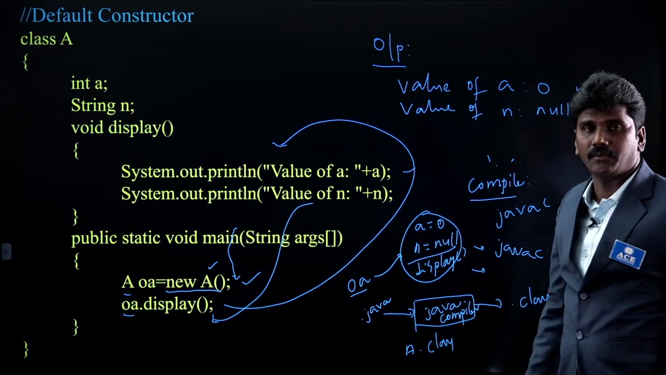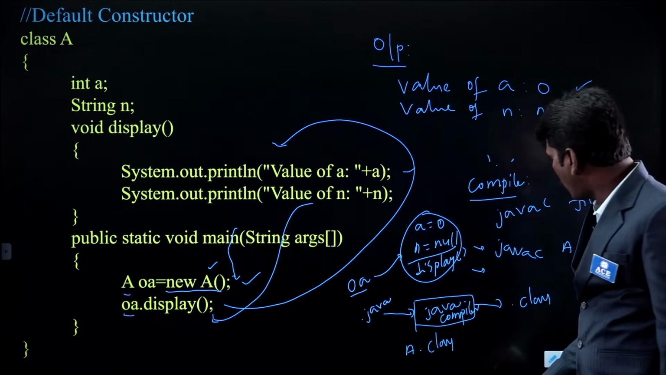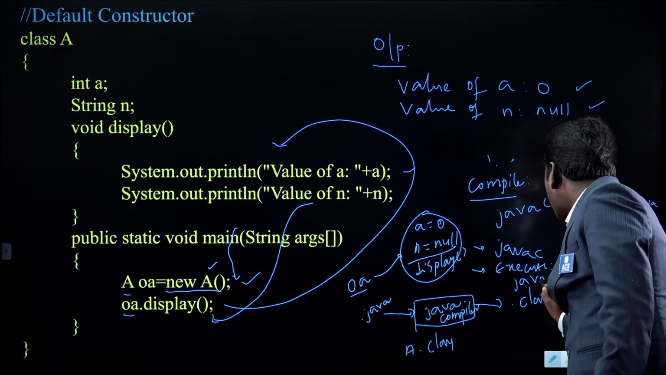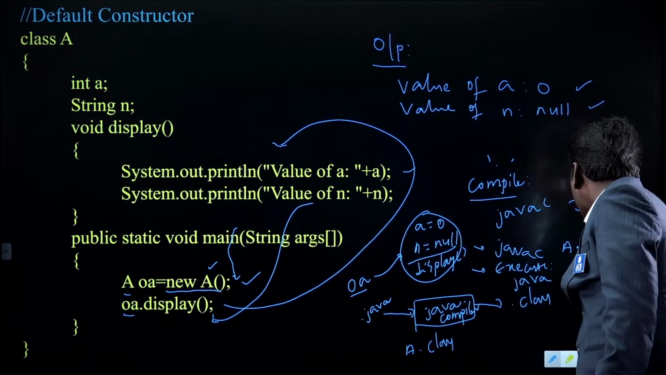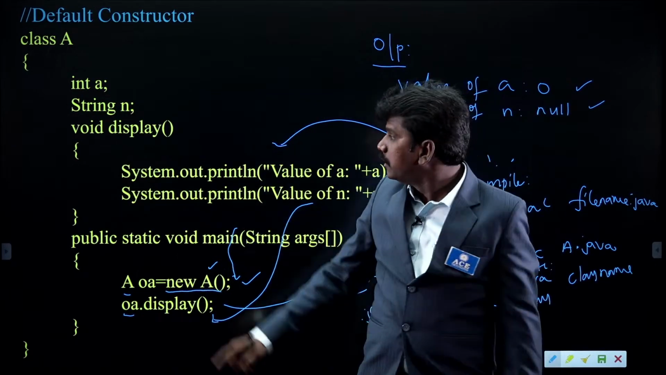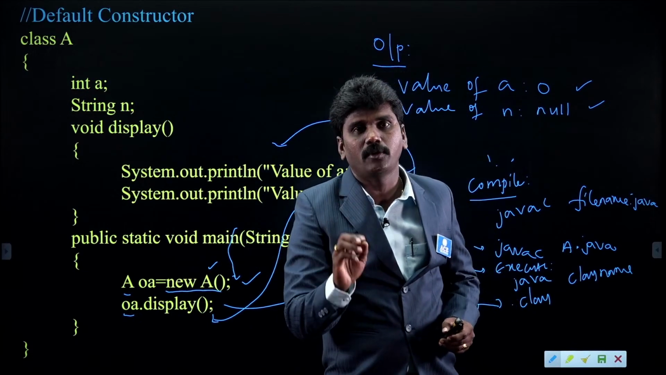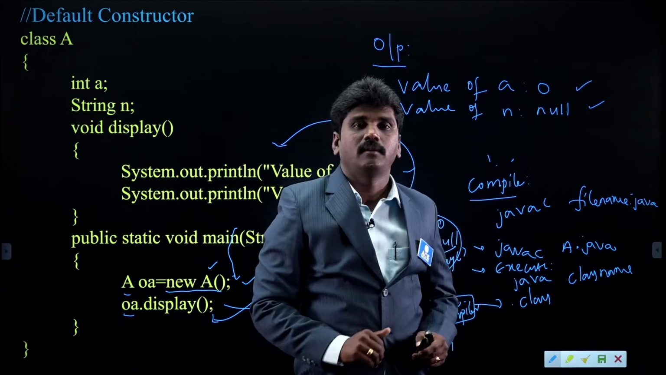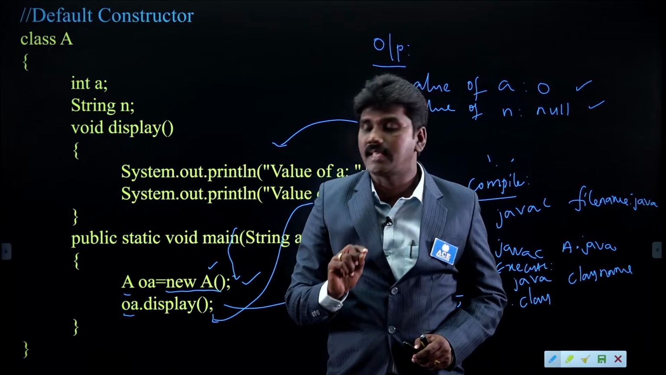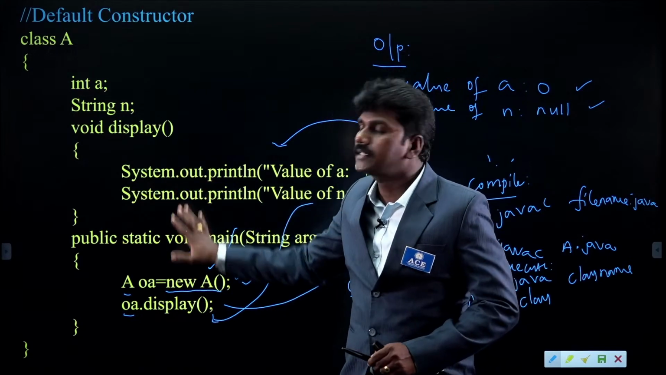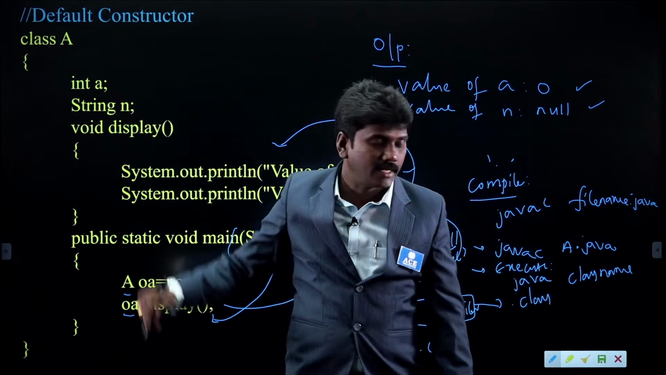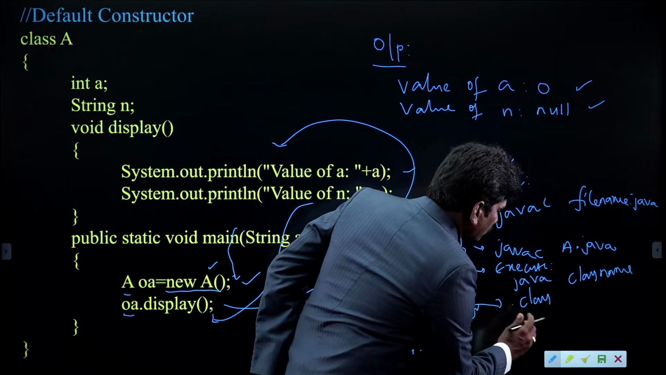After compilation, we can execute the Java program. To execute it, we have the command java space class name. In our program, what is the class name? A. We must be very careful in Java: in each program, we may have more than one class. In that case, which class name do we give to execute the Java program? Whichever class has the main method, that class name we have to give. Here in this example, we have only one class, so we can give that class name, A. Java.